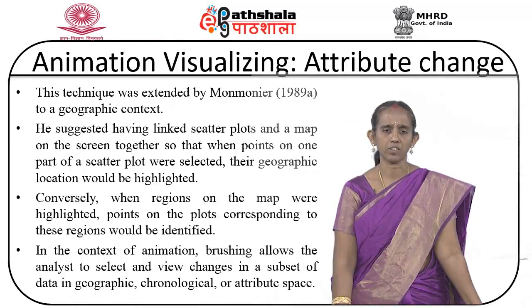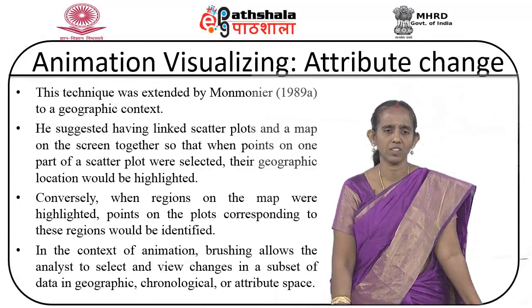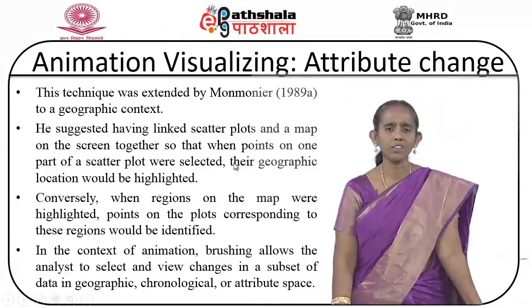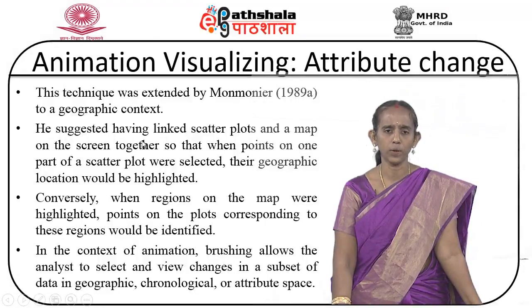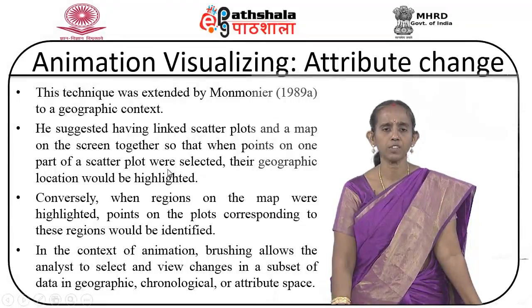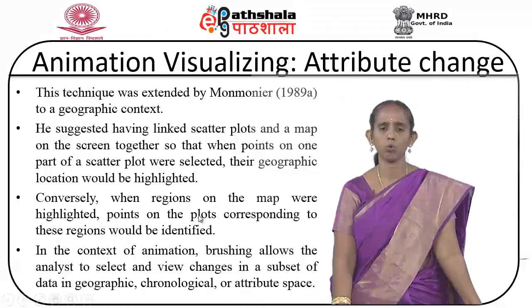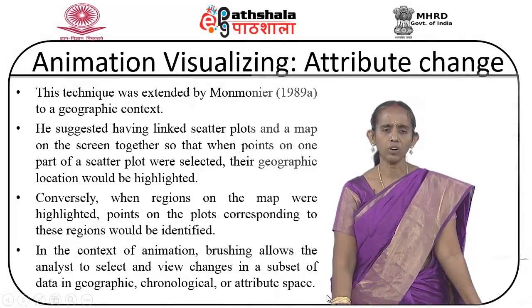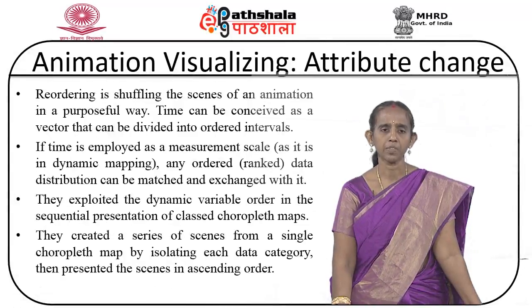This technique was extended by Monmonier in 1989 to a geographic context. He suggested having a linked scatter plot and a map on the screen together, so that when points on one part of the scatter plot were selected, the geographic location would be highlighted. Conversely, when regions on the map are highlighted, points in the plots corresponding to those regions would be identified. In the context of animation, brushing allows the analyst to select and view changes in a subset of data in geographic, chronological, or attribute space.